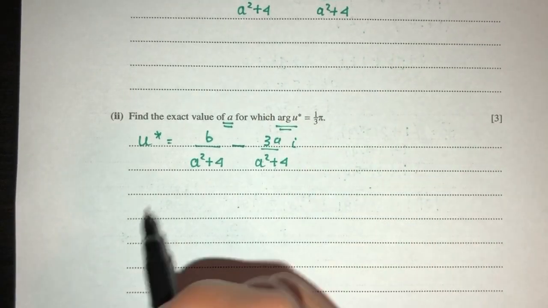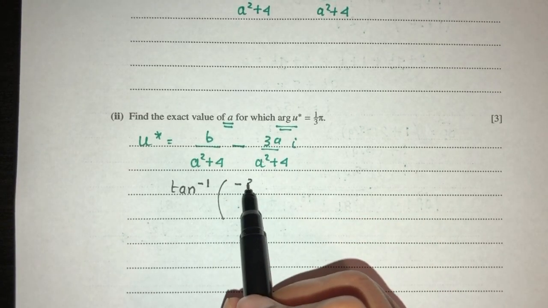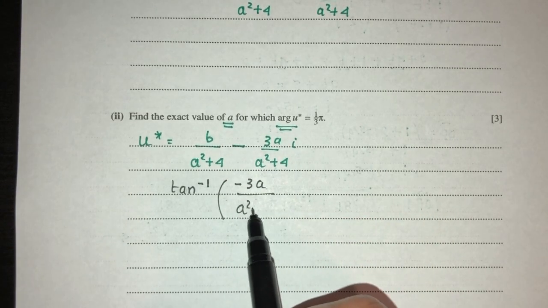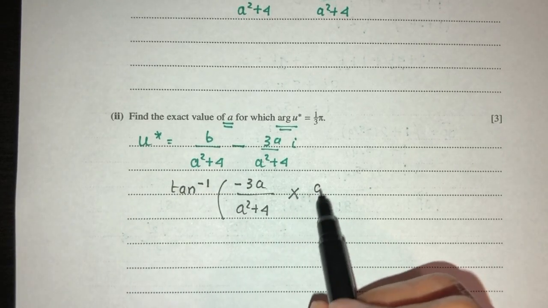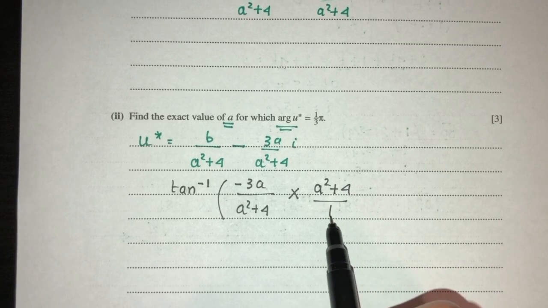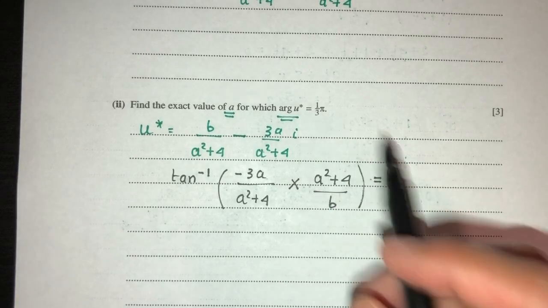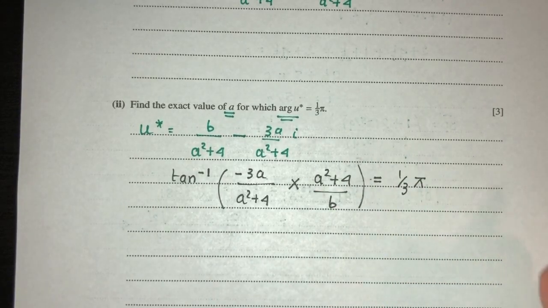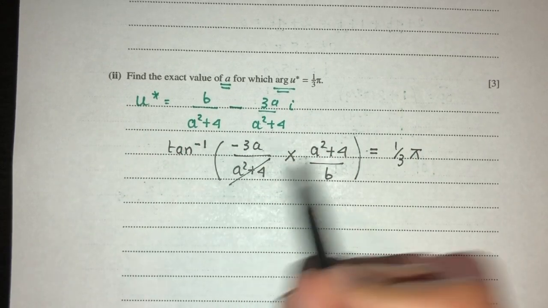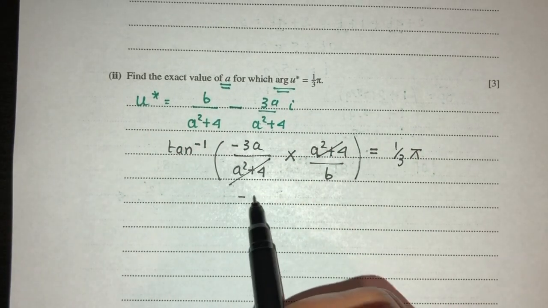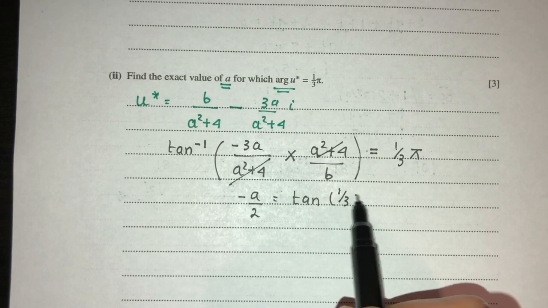So we had to do tan inverse of this value, minus 3a over a squared plus 4, divided by this value. When you divide, you can also multiply, but you have to flip this upside down. It's supposed to give you this value, 1 over 3 pi. Now we can send this one over here, so this one will be cancelled out, as you can see. So you will have minus a over 2 is equal to tan of 1 over 3, this.